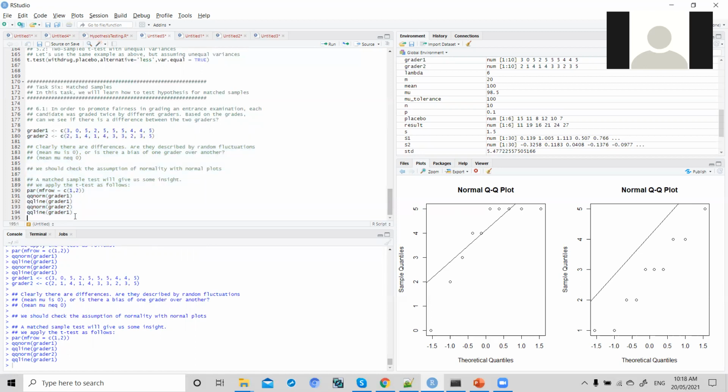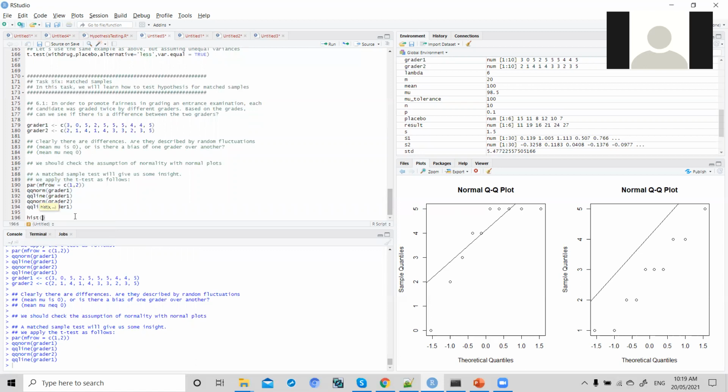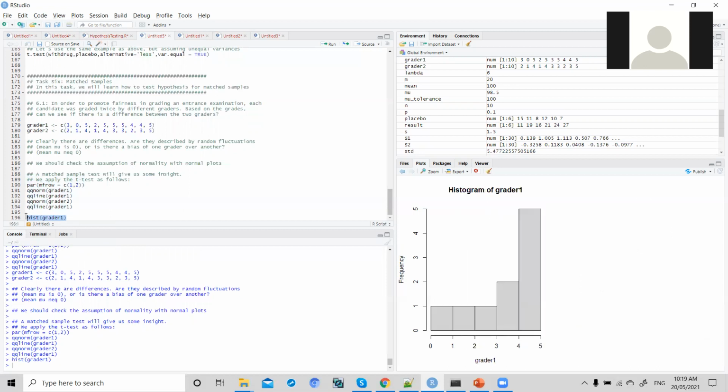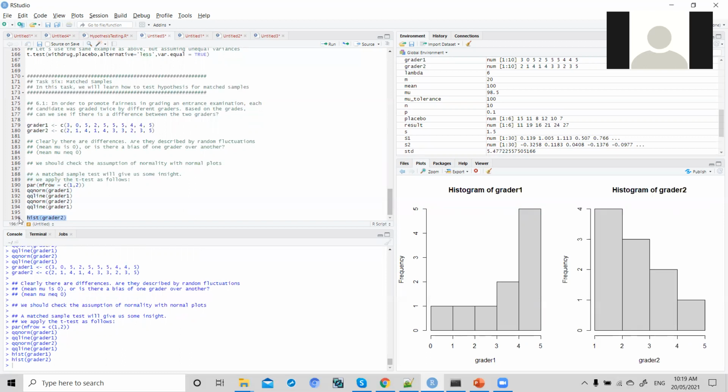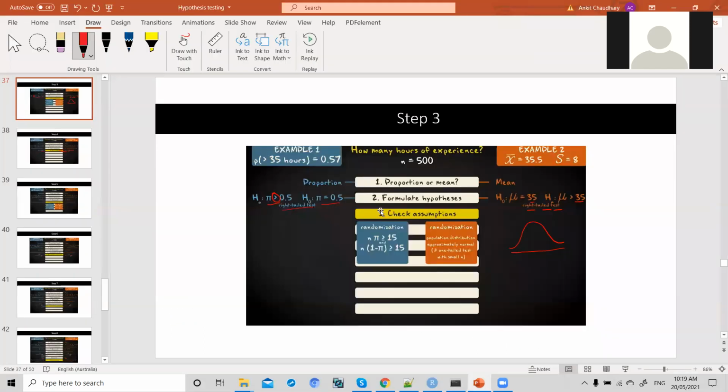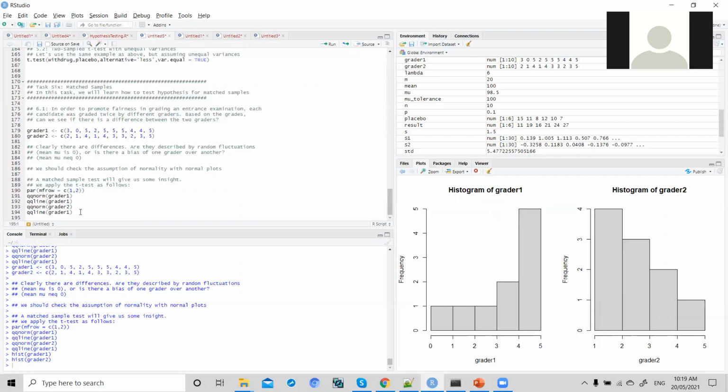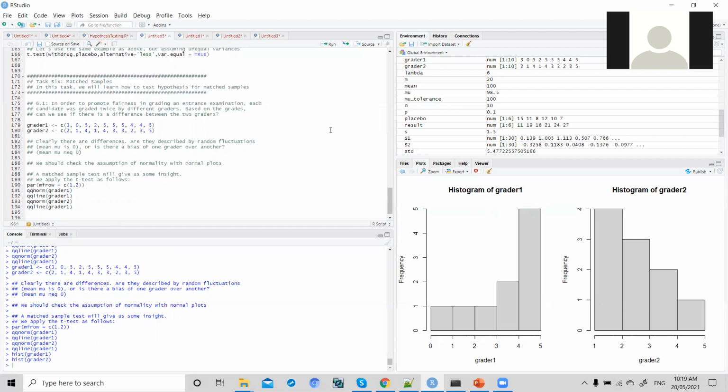Let's plot a histogram. Hist of grade one, hist of grade two. So this one is left skewed, this one is right skewed. So we need to check the normality first, right? Here we can see the normality has not been met. So we cannot proceed with our testing, because the data needs to be normal if we do our t-test.